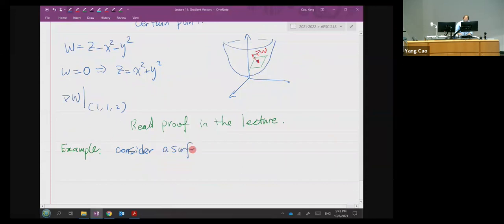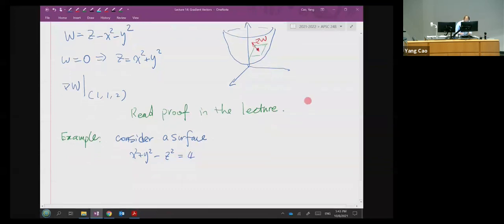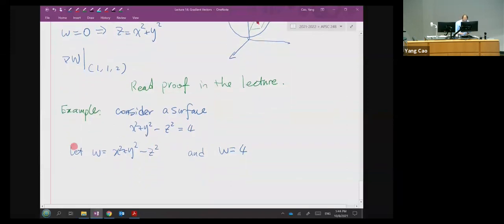Okay, let's consider a surface x squared plus y squared minus z squared equal to 4. So here's a surface. If I think of this as a general case, sometimes it doesn't really give you more information other than that. But in your head, you should probably think of it as this: let w equal x squared plus y squared minus z squared, and w equal to 4. Then you get a level surface given by this function. So that's how that level surface is acquired.